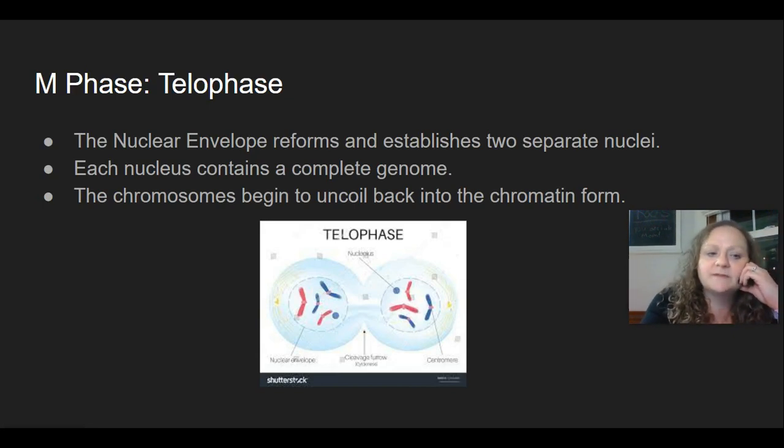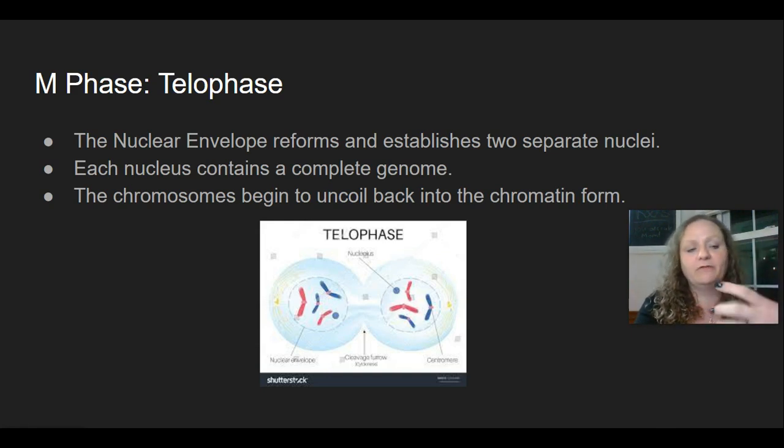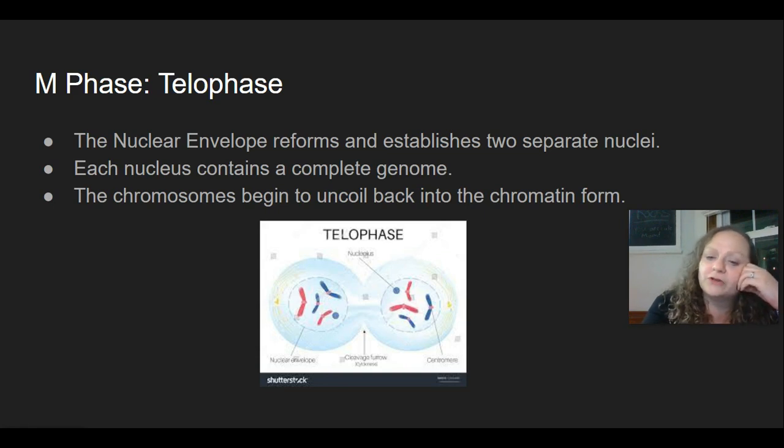Finally, we have telophase. Telophase comes at the end. And when you look at telophase, you are starting to see the development of 2 nuclei. The nuclear membrane is about to reform. Each nucleus will contain a complete genome, which means a complete set of chromosomes. And those chromosomes are going to start to uncoil. They're going to start to look more like chromatin again, which is where DNA kind of looks like a hairball.